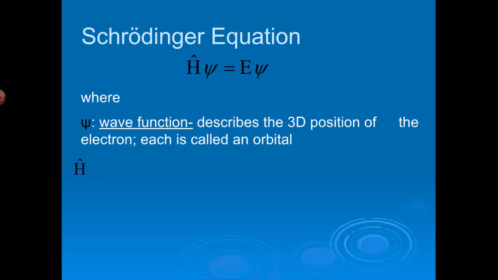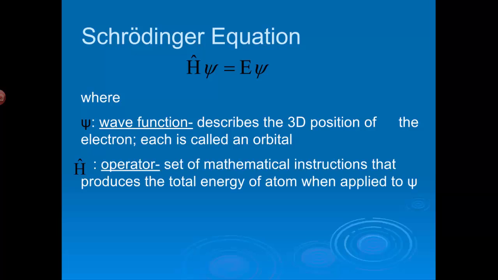It is a very complex function that describes the three-dimensional position of an electron. The wave function has a solution called an orbital, and if you graph the solution of that function, you get a three-dimensional shape. Then there's this H thing, which is called an operator. It's a Hamiltonian. It's a set of mathematical instructions that talks about the full energy of an atom when you apply the wave function. The Hamiltonian is something like a very complex three-dimensional matrix, if you're familiar with those things in math.